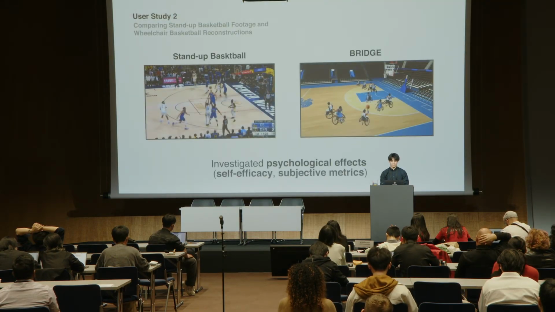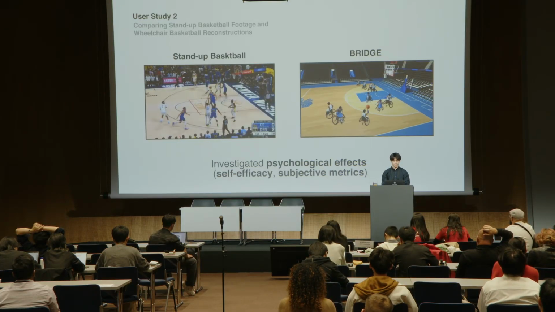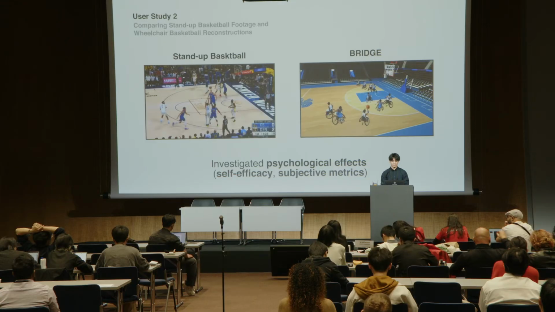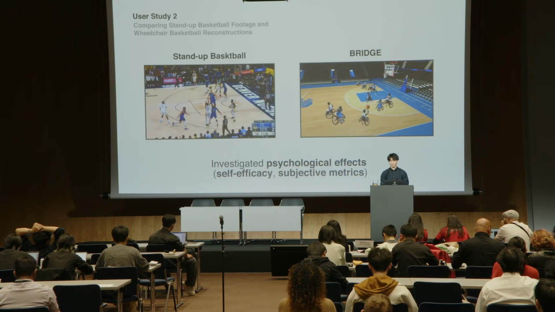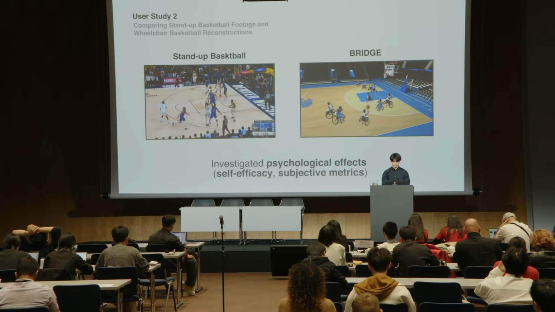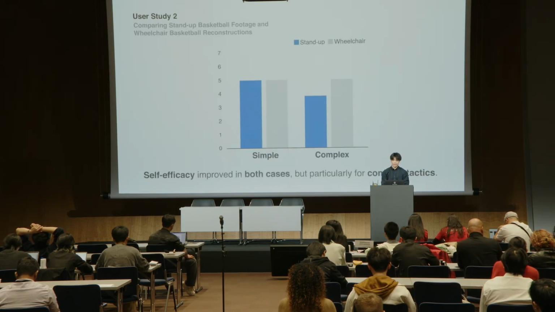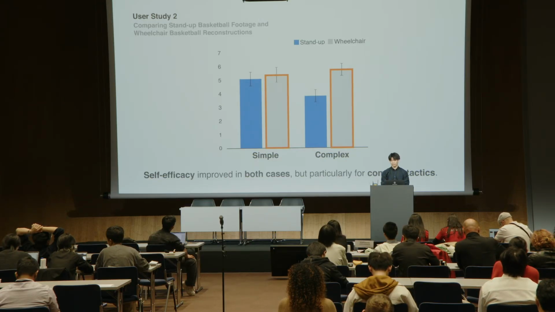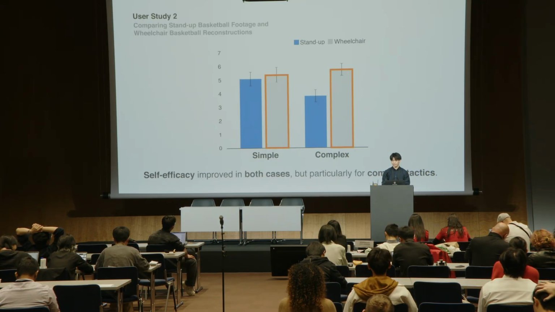In the second study, we conducted a comparative experiment using standard basketball videos and Bleach videos. We evaluated the self-efficacy and other subjective measures, such as the vividness of imagery. Self-efficacy was assessed by asking participants whether they felt capable of executing similar tactics after viewing each condition. Self-efficacy was significantly higher for the transformed videos, particularly for more complex tactics. This suggests Bleach not only improved understanding, but also enabled athletes to feel capable of executing challenging plays.